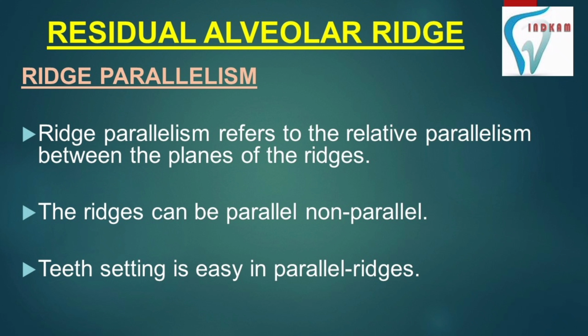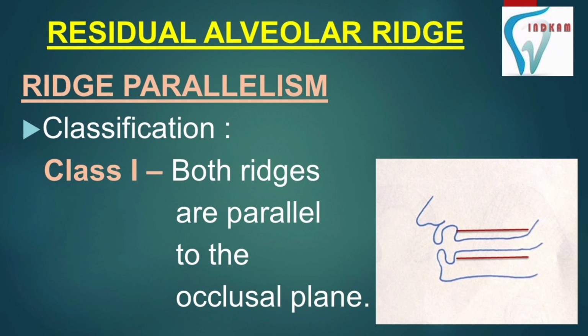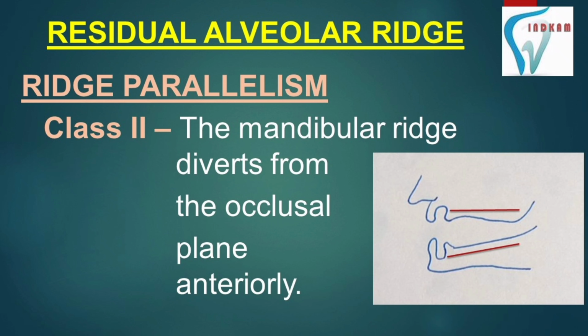Ridge parallelism. Ridge parallelism refers to relative parallelism between the planes of the ridges. The ridges can be parallel or non-parallel, and it is easy to set teeth in parallel ridges. Ridge parallelism can be classified into 3 classes. In class 1, both ridges are parallel to the occlusal plane, as you can see in the diagram. In class 2, the mandibular ridge diverges from the occlusal plane anteriorly, as you can see in the diagram.